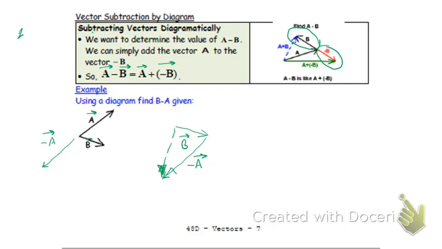Do you see that? Can you see that? I took my B and I subtracted A by adding minus A. So minus A was down there. Yep. Start at the beginning, end at the end. There's your resultant. Cool.